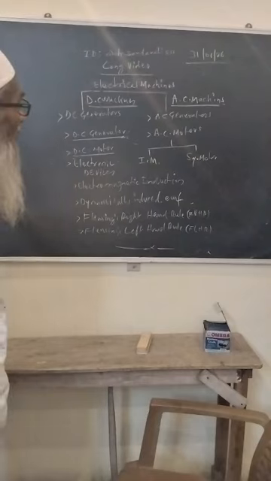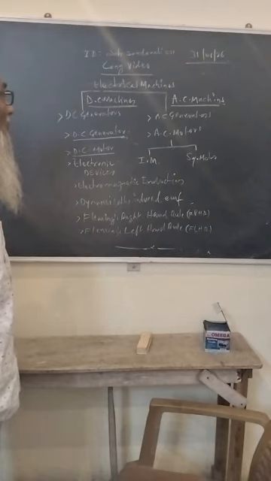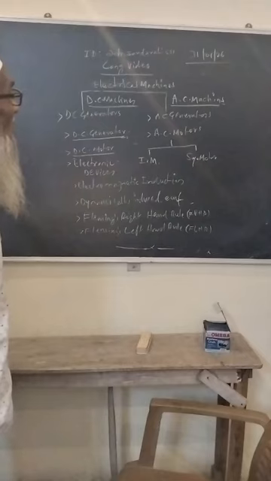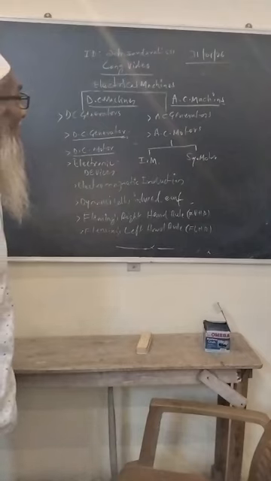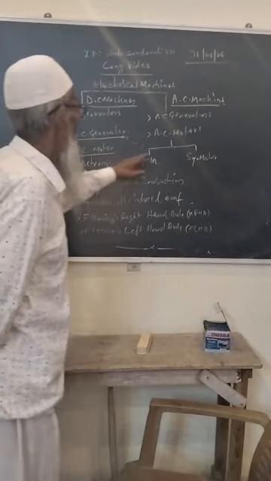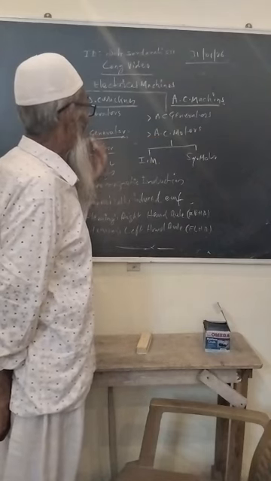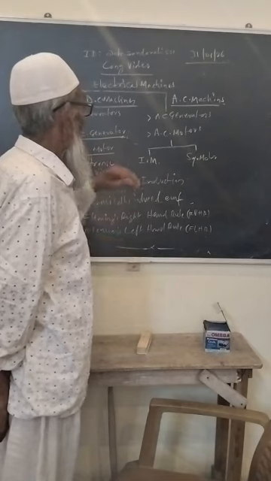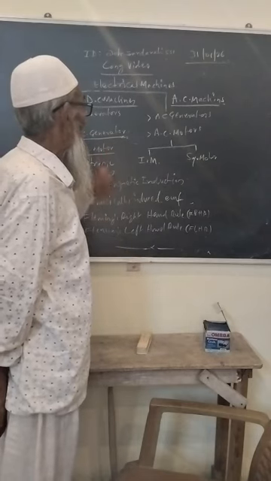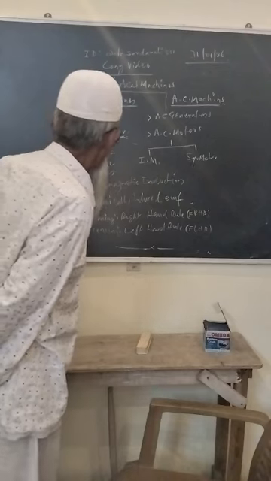Whereas as far as AC machines are concerned, a machine which converts mechanical energy into alternating form of electrical energy will be called as the AC generator, and a machine which converts the alternating form of electrical energy into mechanical energy, that will be called as the AC motor.